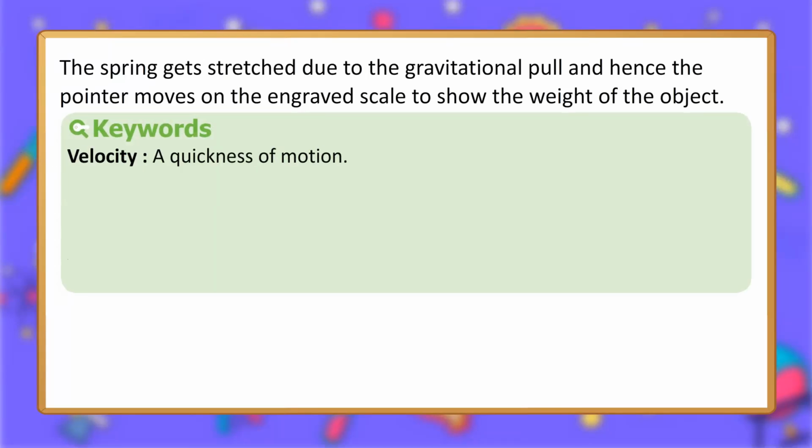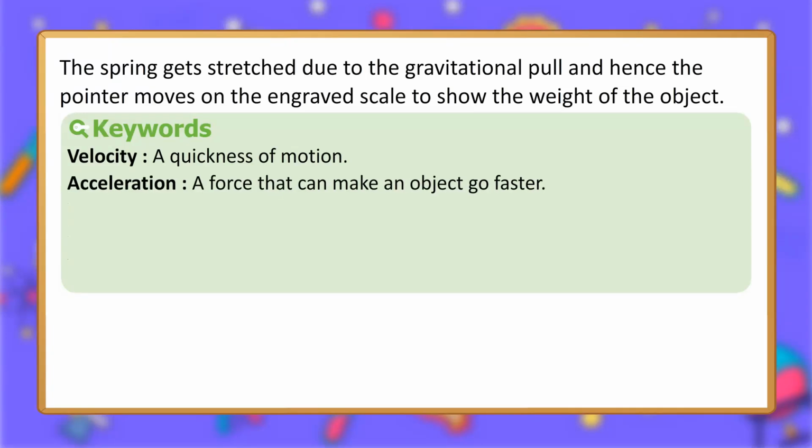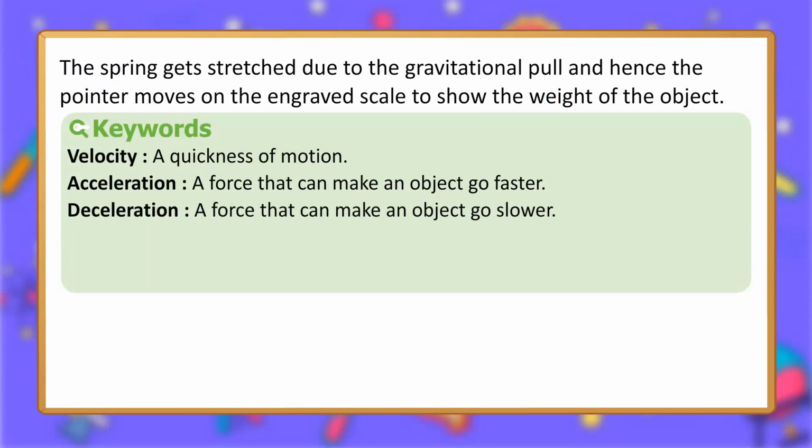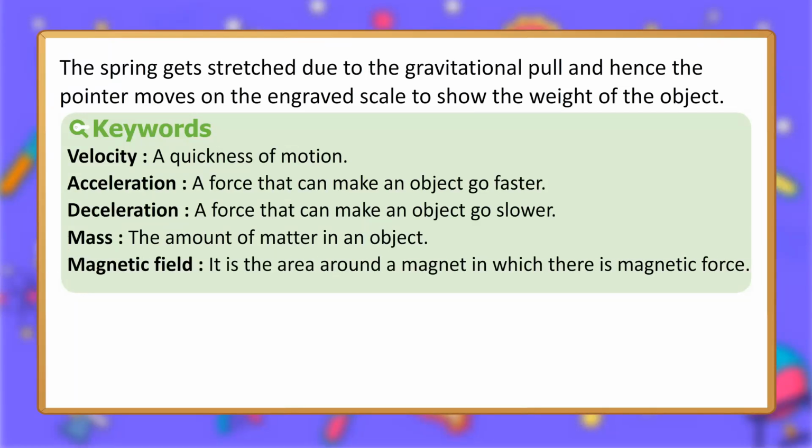Keywords: velocity, a quickness of motion; acceleration, a force that can make an object go faster; deceleration, a force that can make an object go slower; mass, the amount of matter in an object; magnetic field, the area around a magnet in which there is magnetic force.